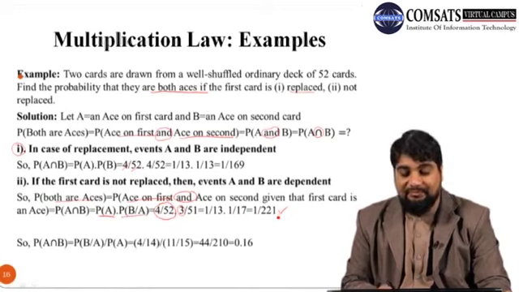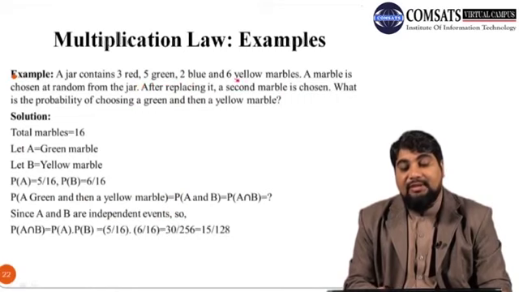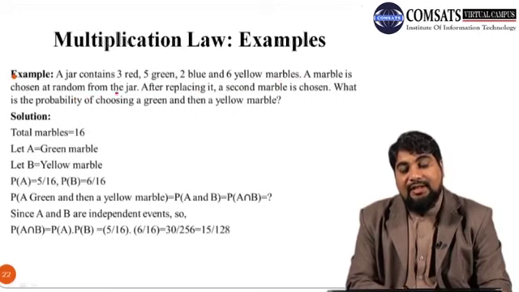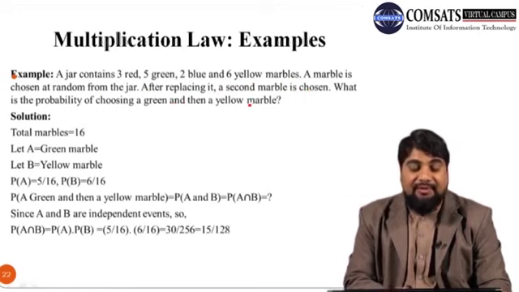So in this case the result is 1/221. Let us consider another example. A jar contains 3 red, 5 green, 2 blue and 6 yellow marbles. A marble is chosen at random from the jar. After replacing it, a second marble is chosen. What is the probability of choosing a green and then a yellow marble?